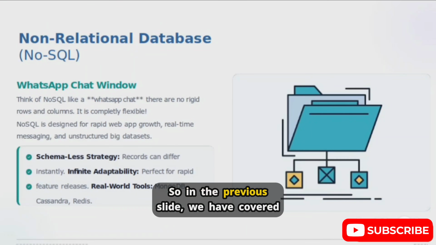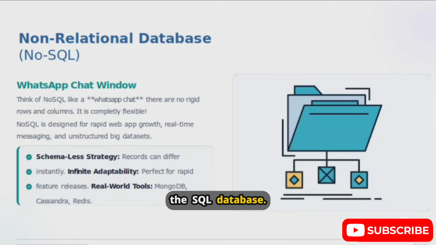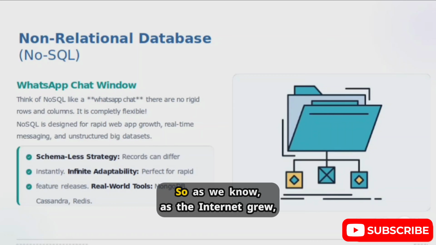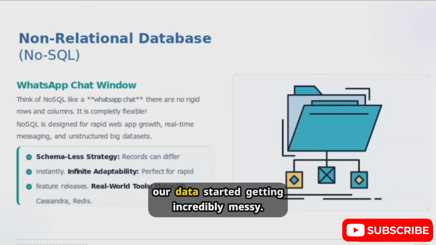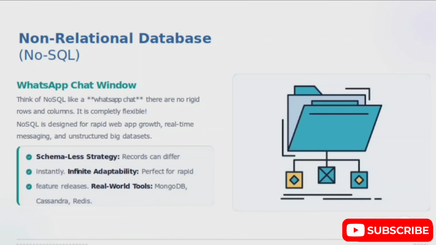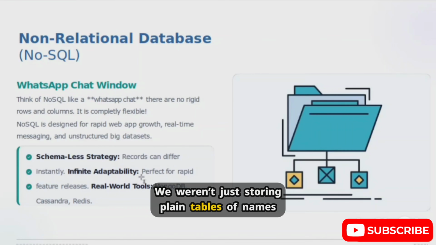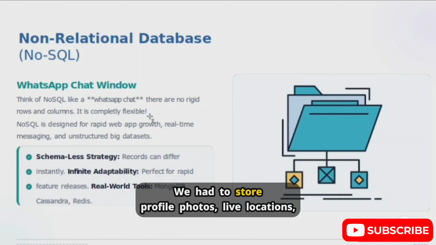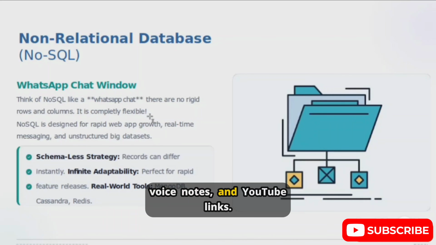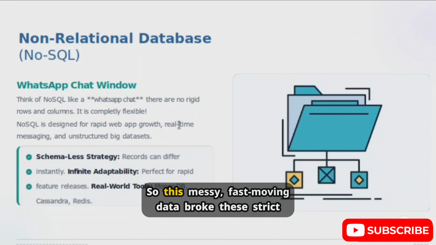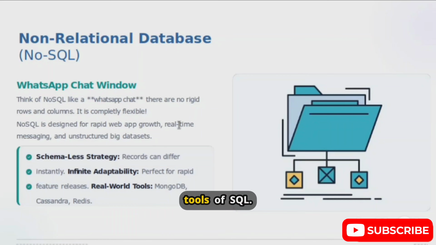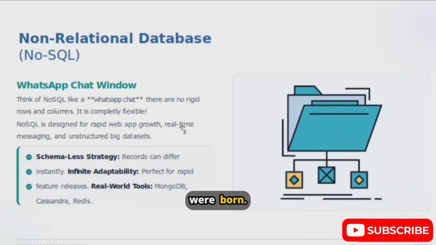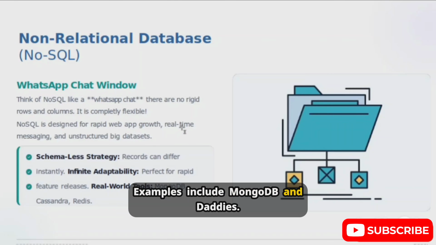Okay. So in the previous slide, we have covered the SQL database, right? Now let's cover the non-relational database, which is NoSQL. So as we know, as the internet grew, our data started getting incredibly messy. We weren't just storing clean tables of names and roll numbers anymore. We had to store profile photos, live locations, voice notes, and YouTube links, right? So this messy, fast-moving data broke the strict rules of SQL, and that is why non-relational databases or NoSQL were born. Example includes MongoDB and Redis.